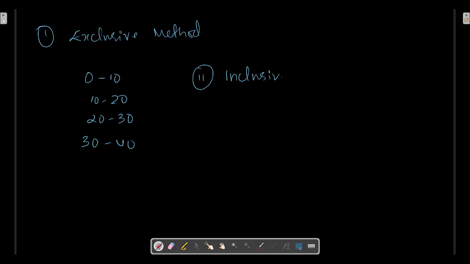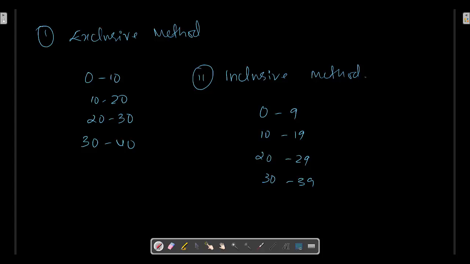Now, the inclusive method, for example, 0 to 9, 10 to 19, 20 to 29, 30 to 39. It is not repeating here. If you look here, the upper limit is not repeating in the lower limit again, right? So when you see this kind of frequency distribution of a continuous variable, it falls under the inclusive method.